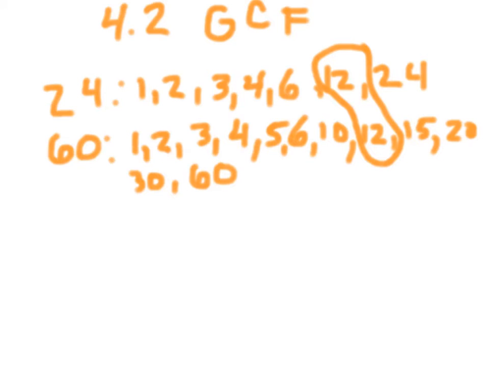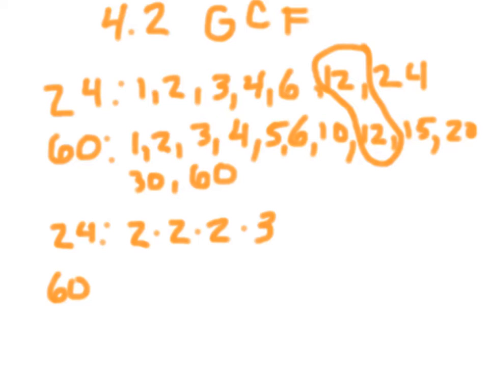We can use prime factorization like we practiced in 4.1. So let's try that. We've got 24 and 60. Let's see, what numbers should we break 24 down into? We could say 8 times 3. If we break 8 down, we could say 4 times 2. And we could break that down even further into 2 times 2 times 2 times 3.